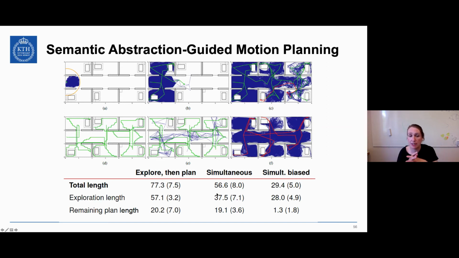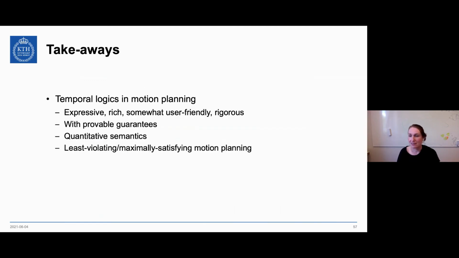When we start doing things simultaneously, when we start planning while exploring, so when I see something interesting, I'm already trying to make progress to satisfy my formula, it gets a bit better. So I get to total length of the trajectory 56. But then when we start biasing the sampling of RG towards the region where we think that there is maybe something there, we get to 29. So there is some improvement achieved by learning where these things are. And yeah, if you want, check out our newest RSS paper.